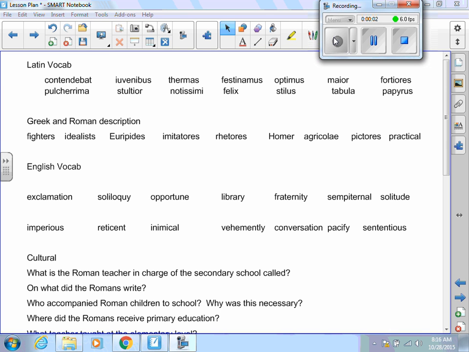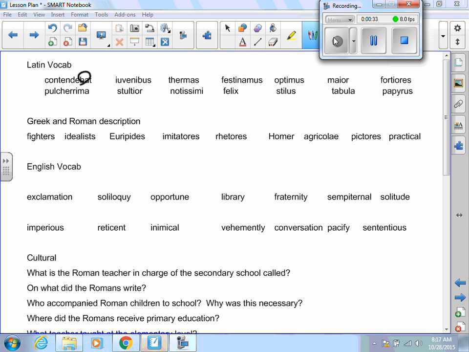This is stage 10 review, starting off with some Latin vocab that either we haven't seen in a little bit or ones that I felt like you might have trouble with in translation or throughout the test. We have contendebat, iuvenibus, thermas, festinabamus, optimus, maior, fortiores, pulcherrima, stultior, notissimi, felix, stilus, tabula, papyrus. As we go through here, a couple of these I put up here because I wanted you to recognize endings.